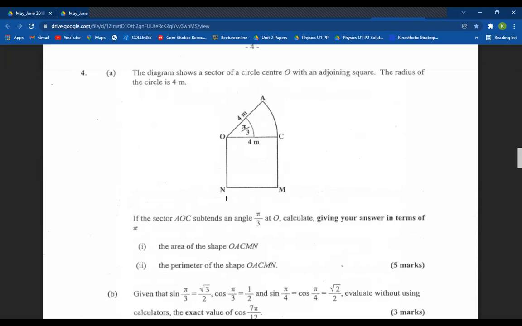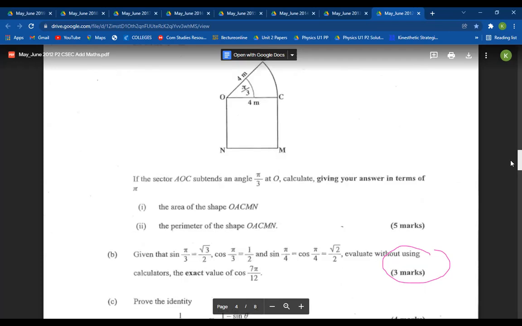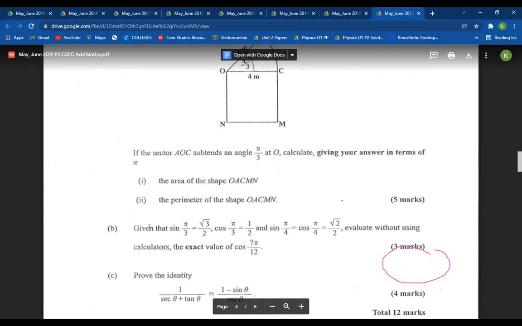Attempt it. You do it by yourself, and then I'll go through it with you. 5 marks. Come on. If you get this, you get 5 easy marks. Okay? So I have faith in you. You could do this. Wait, before you do that, let me just show you this real quick.